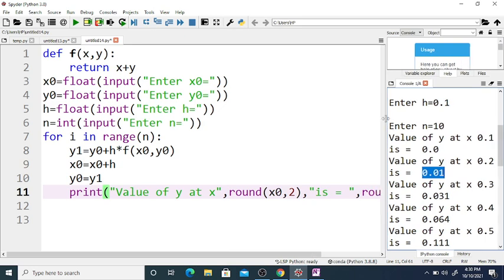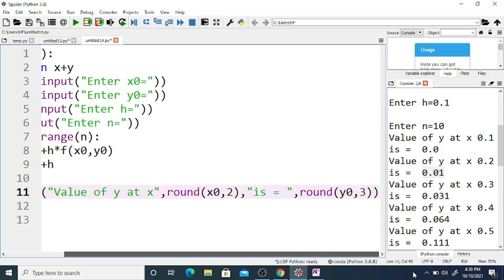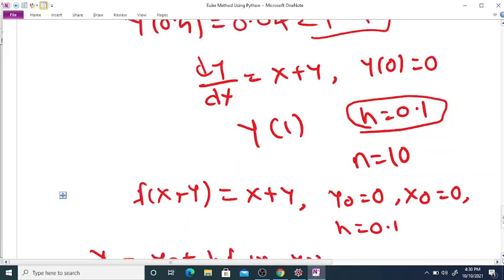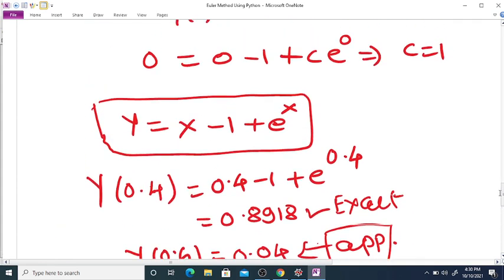What is the error? For that we want to print the exact solution of the given differential equation. Now we obtain the exact solution by using the linear differential equation method. The exact solution of the given differential equation is x minus 1 plus e raised to x.